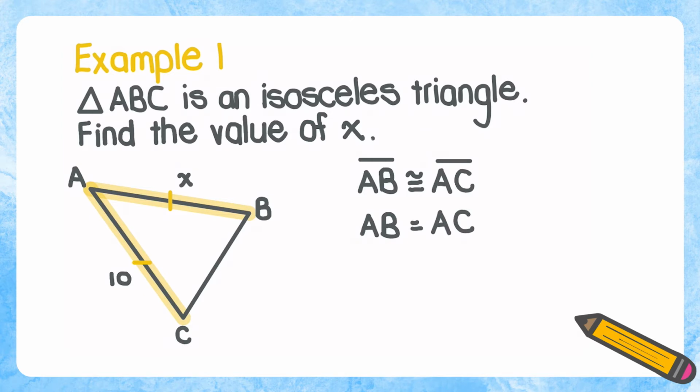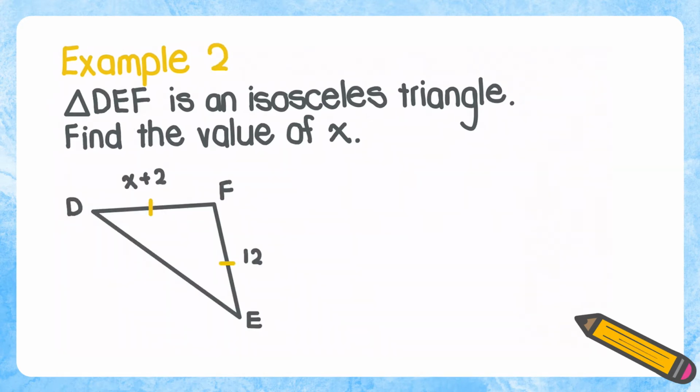Let's replace these with the given side lengths. Side AB is x and side AC is 10. So we've found the value of x. X equals 10. Let's look at another example. Here, triangle DEF is an isosceles triangle. Once again, we are asked to find the value of x. Please make sure to draw the triangle as accurately as possible.